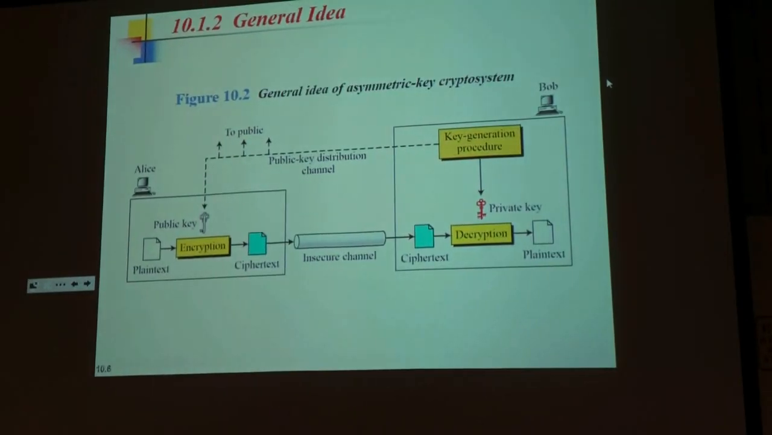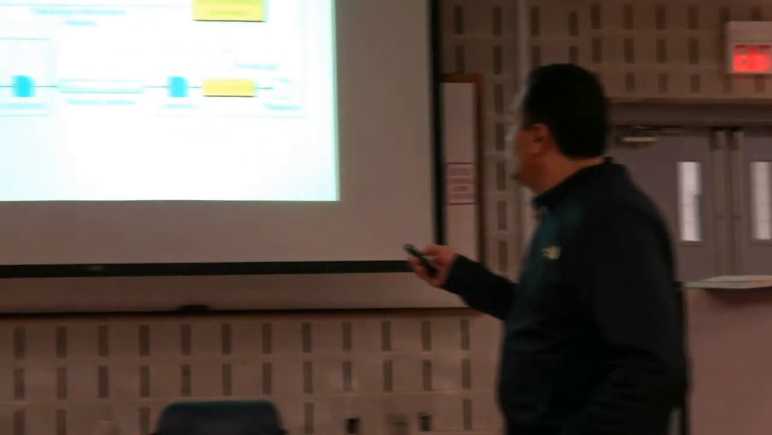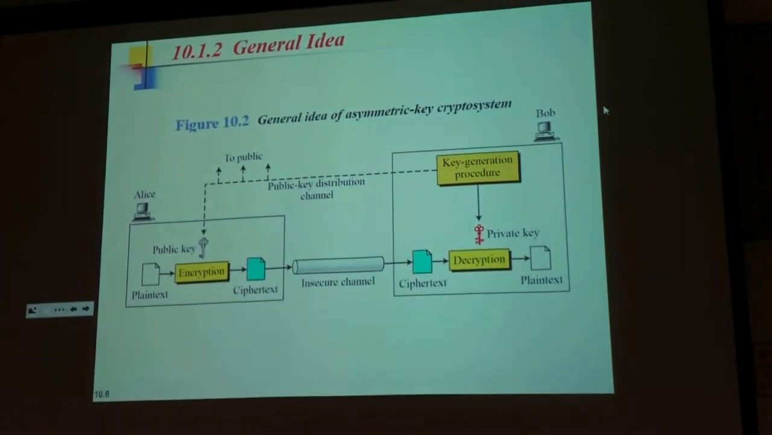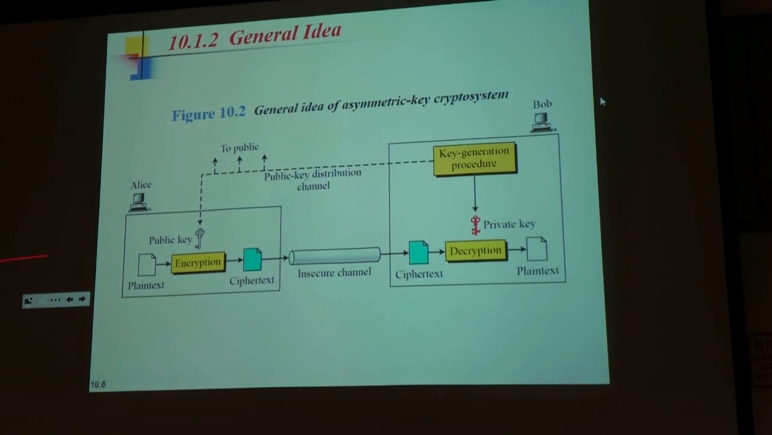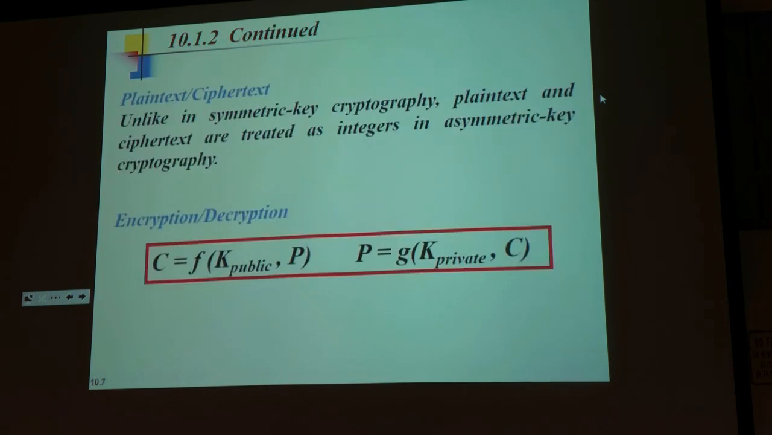Usually how many algorithms are we going to have? Three algorithms. The first algorithm for key generation, the second for encryption, the third for decryption. Usually the encryption and decryption algorithms are simple. The key generation is where the complexity comes. So how can you generate the key?